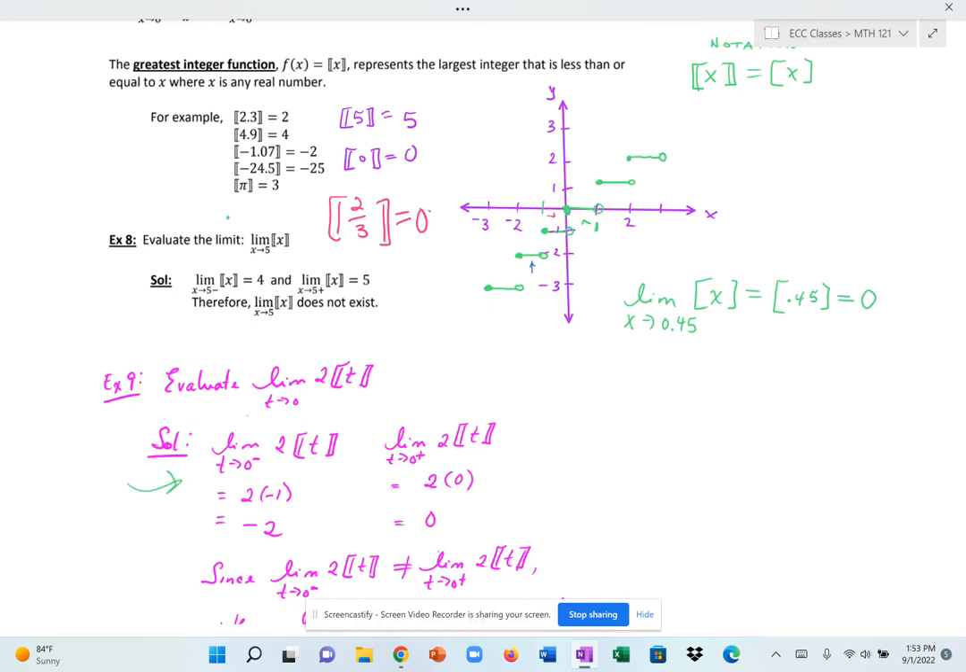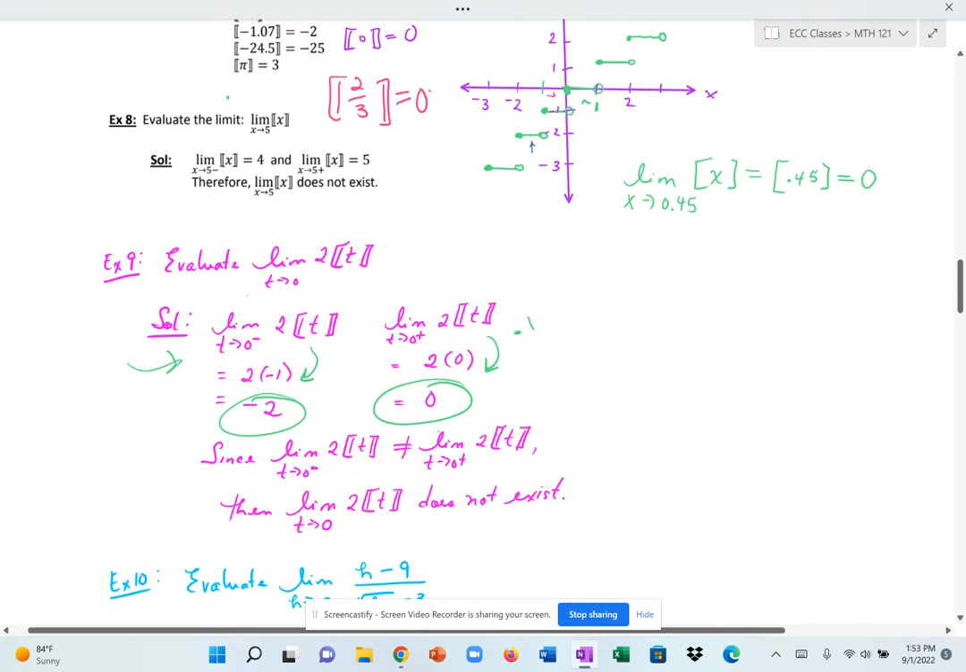The limit from the left, so think of a number to the left of 0, would be something like negative 0.1. That rounds down to negative 1. So 2 times negative 1 means that my left-hand limit is equal to negative 2. But when I am on the right of 0, a number like 0.1 would round down to 0, and 2 times 0 is 0.